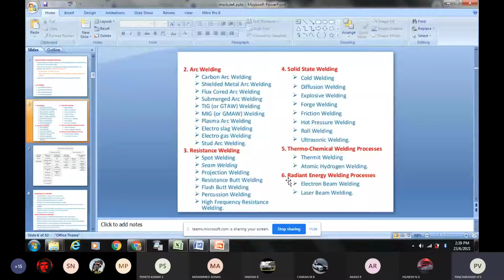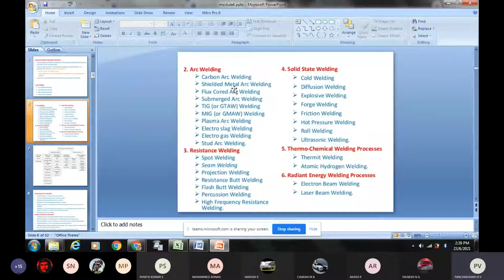Within arc welding, there are so many classifications you can see. All these types we will not study here, only a few types. The remaining types of welding, if you take elective subjects in your higher semester, you can study. Here we will study the important, general ones. Arc welding: what are the arc weldings?